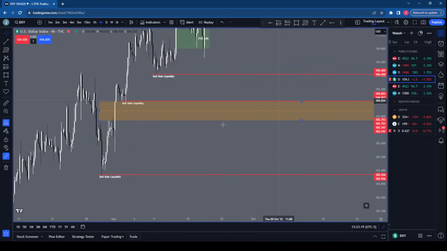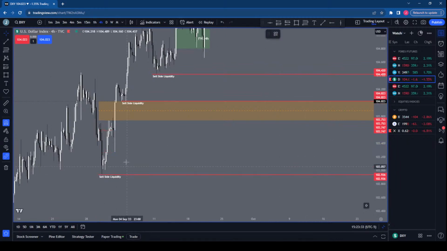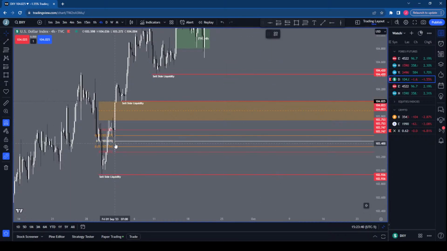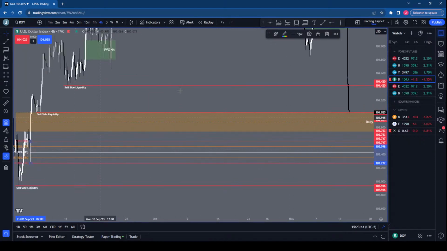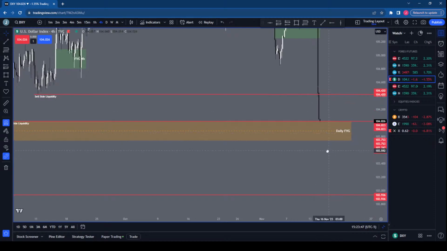Probably going to delete that. I'd watch this wick too. If we get below, I'd probably pay attention to the consequent encroachment of that wick. Okay, well, it doesn't want to show up. I'd pay attention to the consequent encroachment of that wick. And yeah, but let's wait. We have a whole fair value gap to get through.